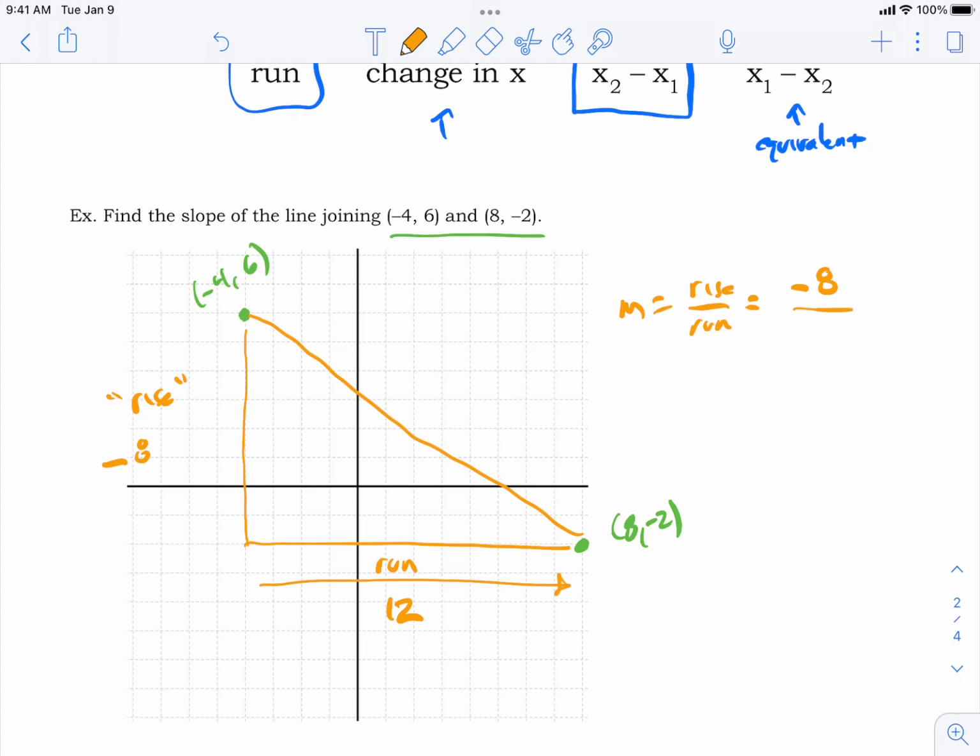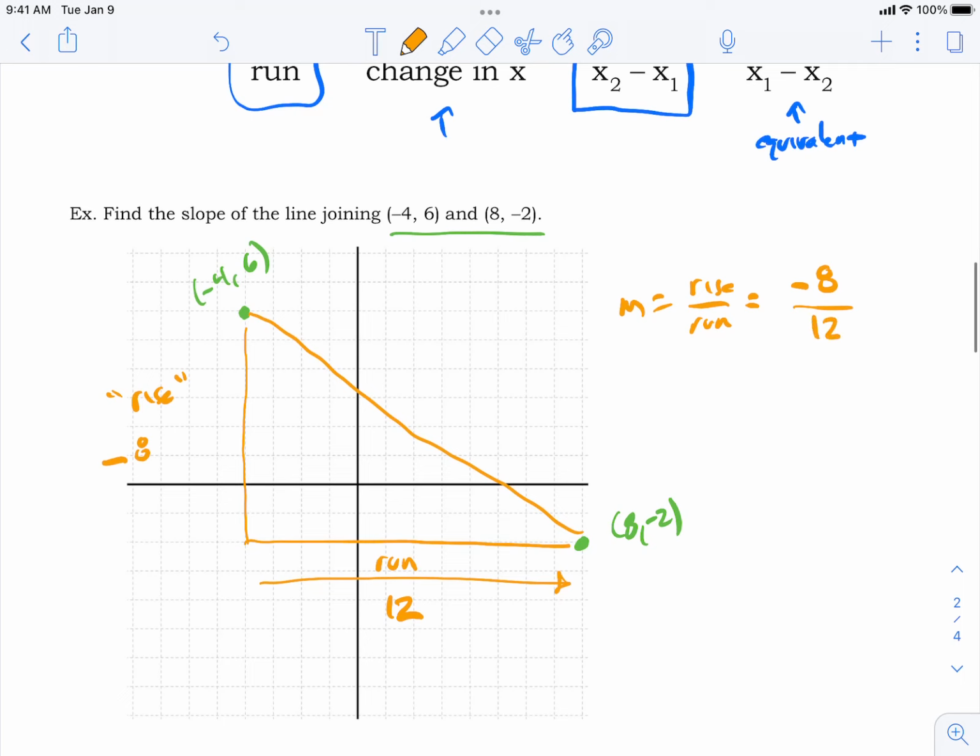So the rise is down 8, negative 8. The run is 12. And always reduce, right? Put the negative out front. It's neater. But cancel 4s here. The slope is negative 2/3.